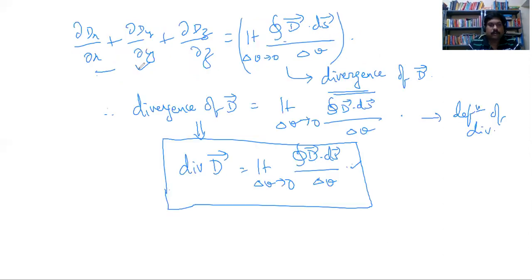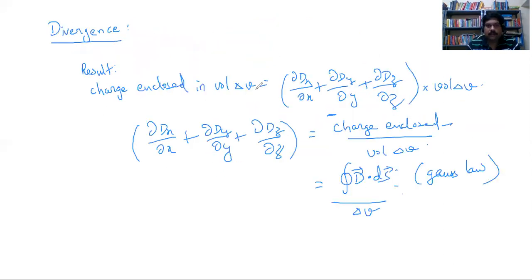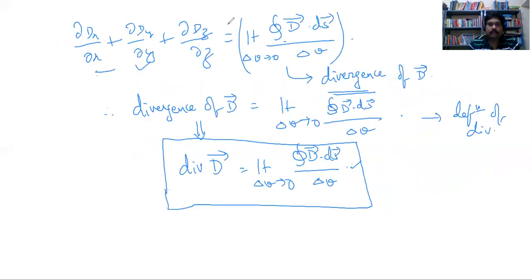Right. So what we did, just a small recap in 1 minute. Total charge enclosed is the volume charge density into the volume taken. We took this on the left side and we had this particular quantity. So charge enclosed is given by the integral D dot dS by Gauss law, by delta V. We put a limit there for mathematical correctness because delta V can't be arbitrary, it has to be very small. So we call this term divergence. Because this is not practical, we will take this one.